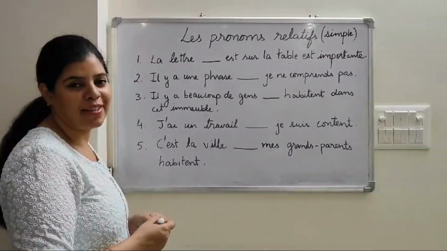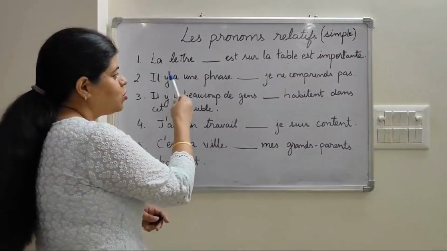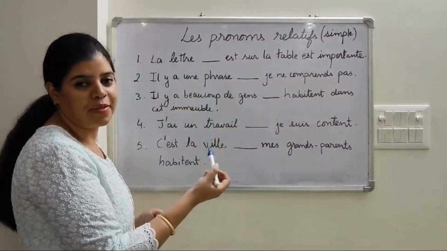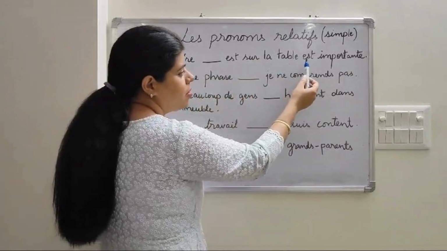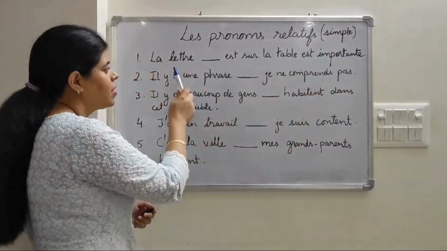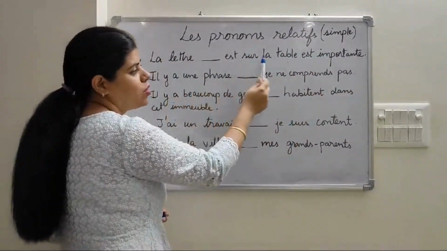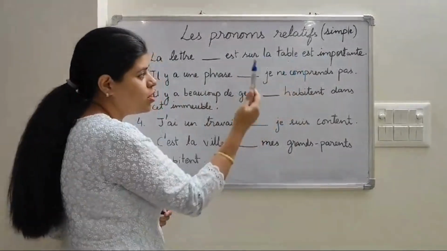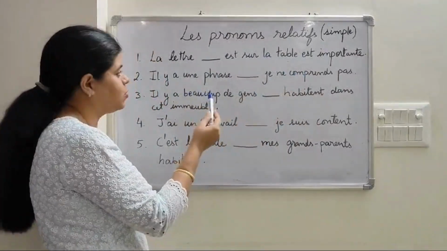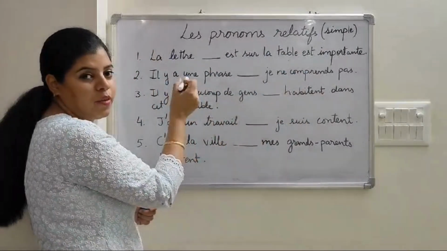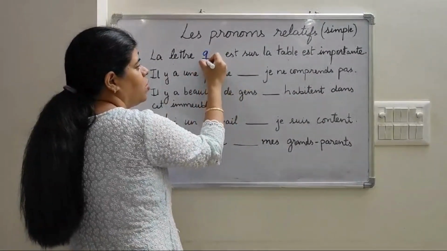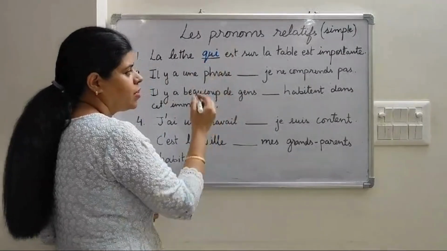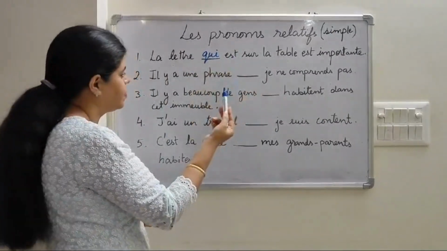Let's do a small exercise. We need to fill these blanks with pronoms relatifs. La lettre dash est sur la table est importante. The letter which is on the table is important. What is on the table? The letter. So that's why the letter is the subject and we need to replace that. So we'll be writing the pronom relatif qui. Qui est sur la table.